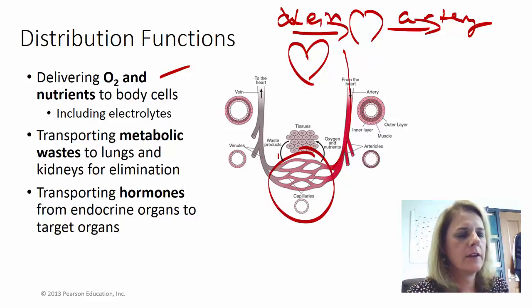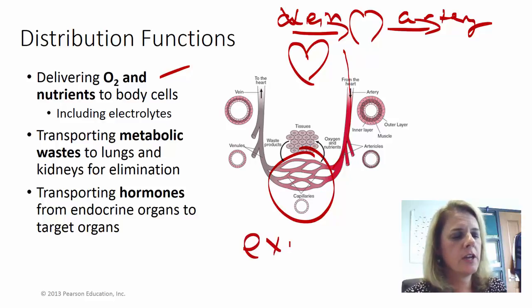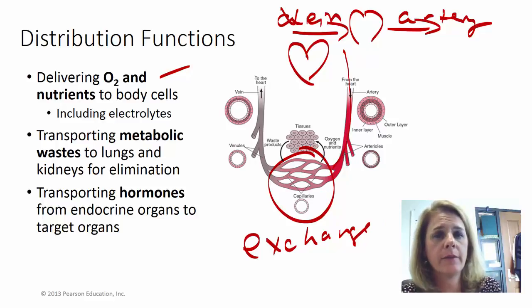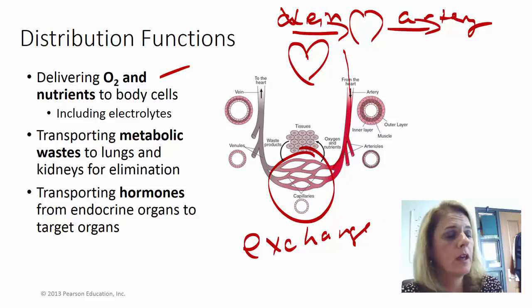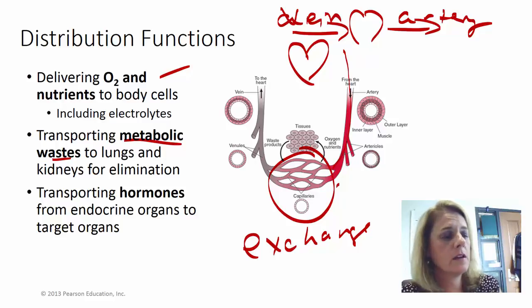At the capillary, where the arteries and veins kind of join together, this is where the exchange takes place. This is where things can go from the blood to the body, from the body back to the blood. So you would take nutrients and gases to the cells, and then you would take metabolic wastes out, like from the lungs and kidneys, so that you can eliminate it.